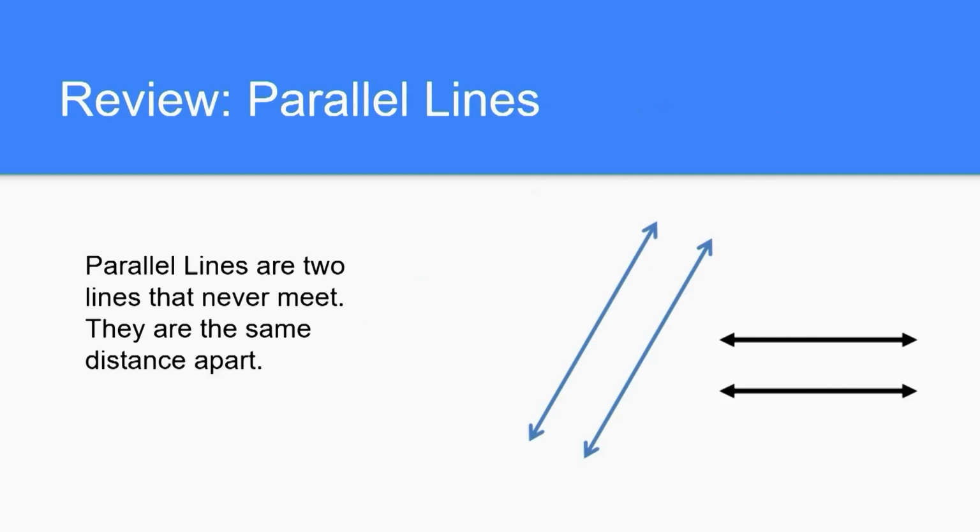Before we think about the differences in the shapes, let's do a little review. You recently learned about parallel lines. Parallel lines are 2 lines that never meet. They are the same distance apart.